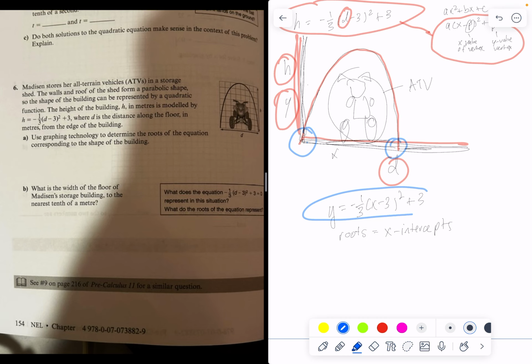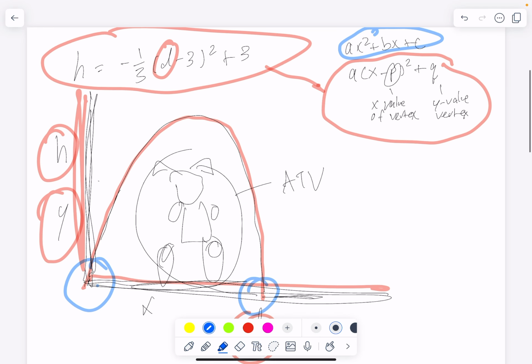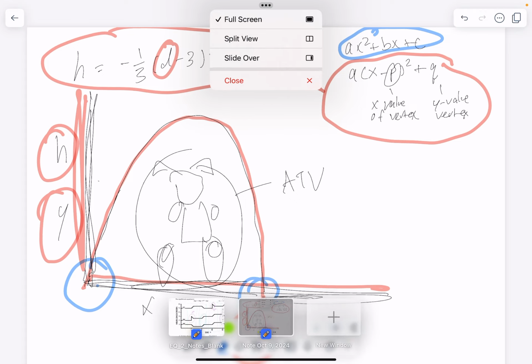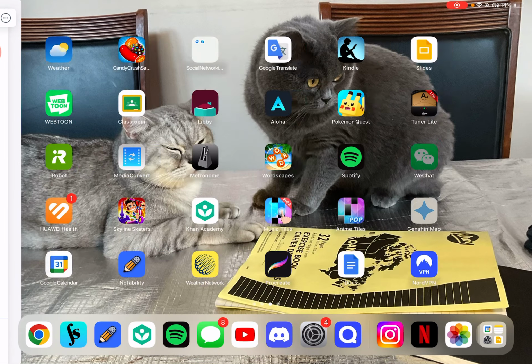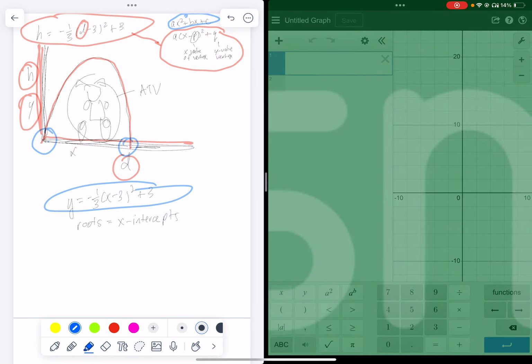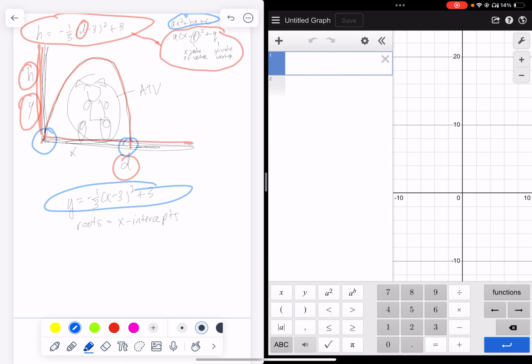Well, you can always change this into factored form. You just factor. Now, I'm going to assume you can factor, and I am extremely lazy, so we will use Desmos. Split view. Okay, now we have Desmos open. So why don't we graph this? You can factor this out on your own, but I'm not going to do that.